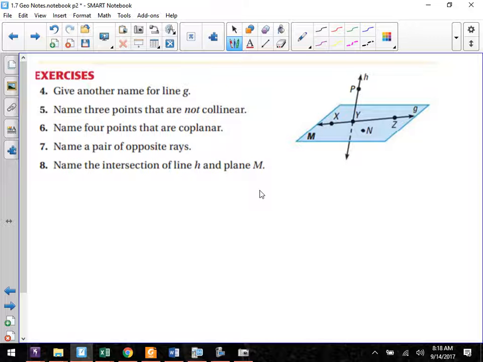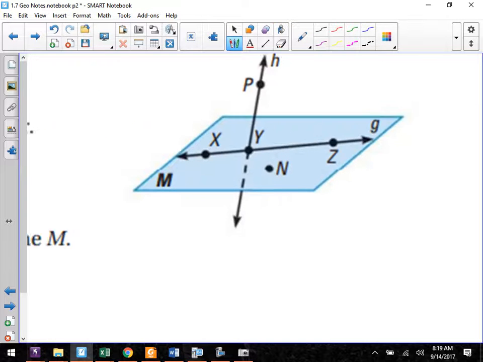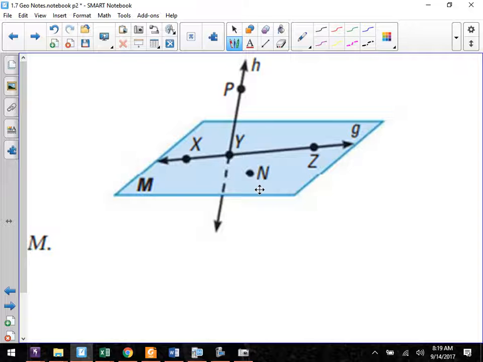In doing that, you'll notice that you have a line here, X, Y. If you notice, that line has a point here at Y, going YZ and YX. YZ and YX would be called opposite rays.